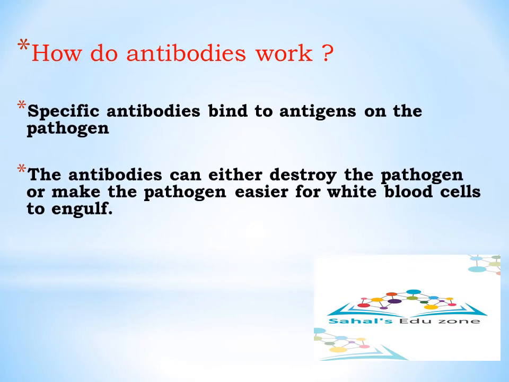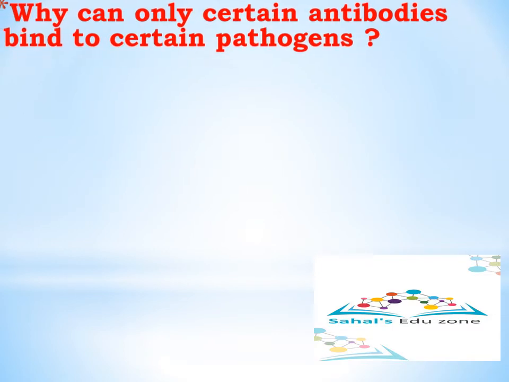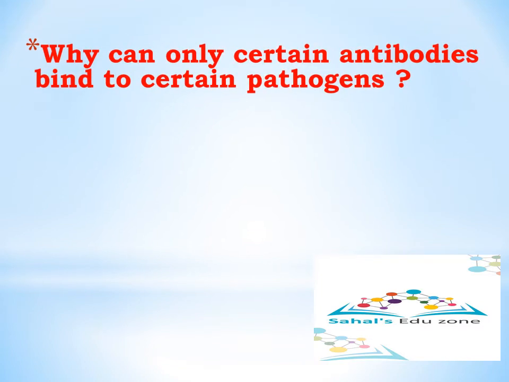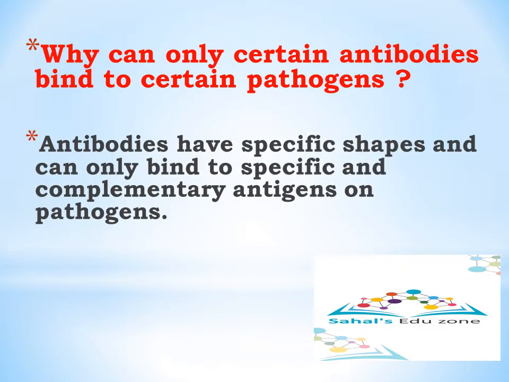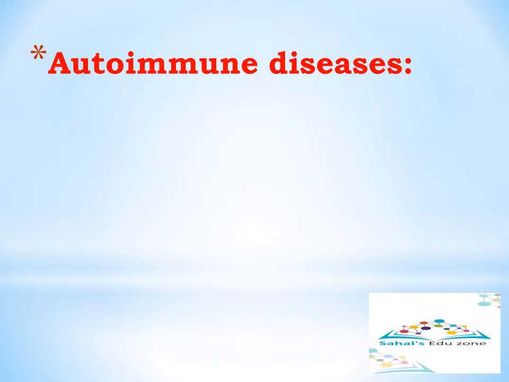How do antibodies work? Specific antibodies bind to antigens on the pathogen. The antibodies can either destroy the pathogen or make the pathogen easier for white blood cells to engulf. Why can only certain antibodies bind to certain pathogens? Antibodies have specific shapes and can only bind to specific and complementary antigens or pathogens.